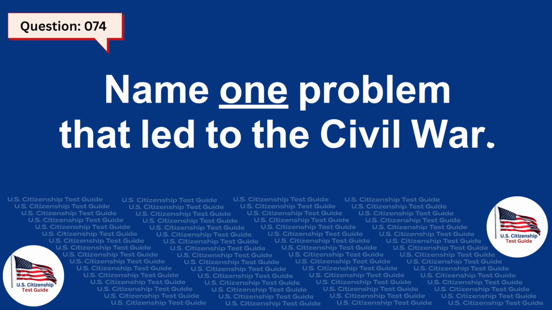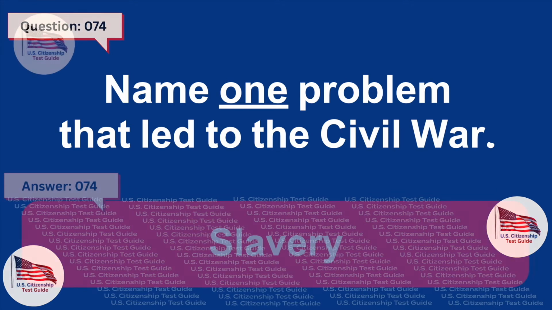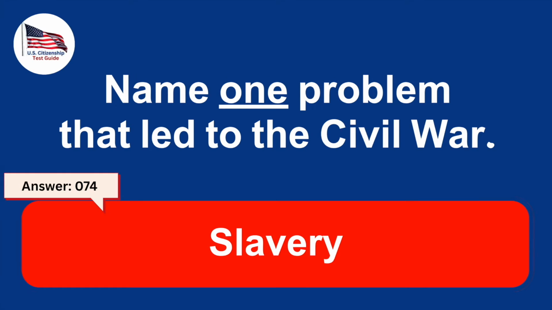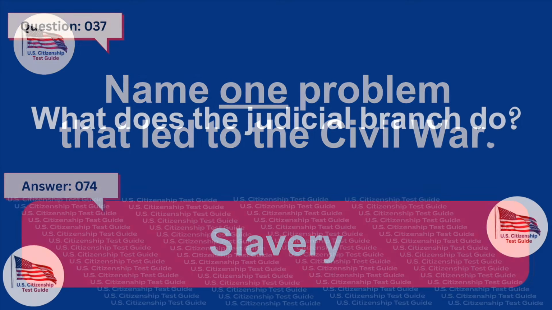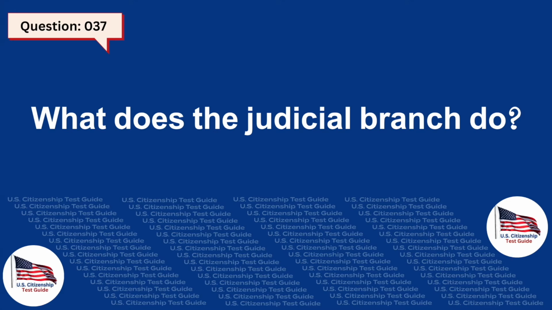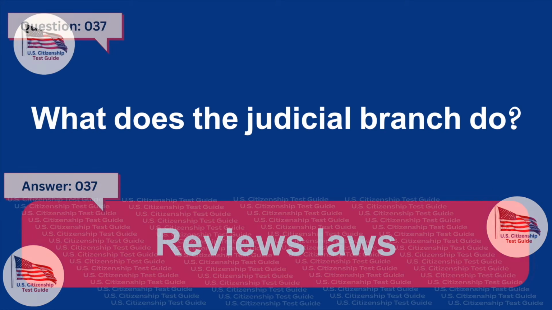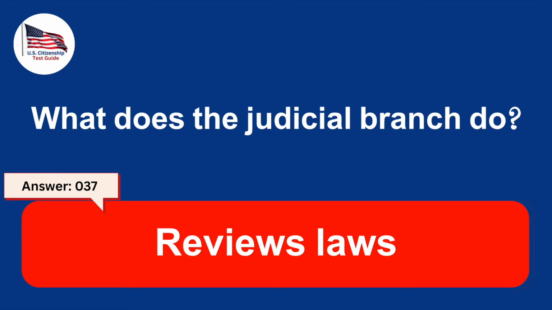Name one problem that led to the Civil War. Slavery. What does the judicial branch do? Reviews laws.